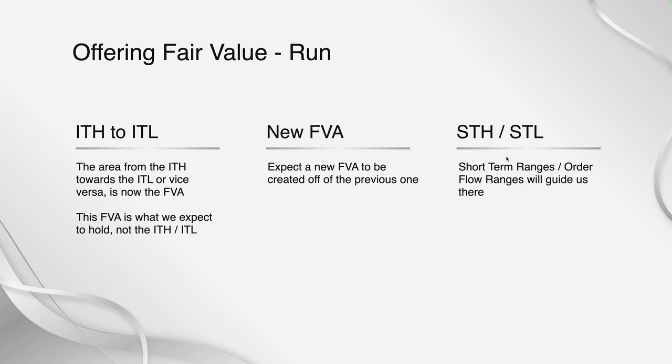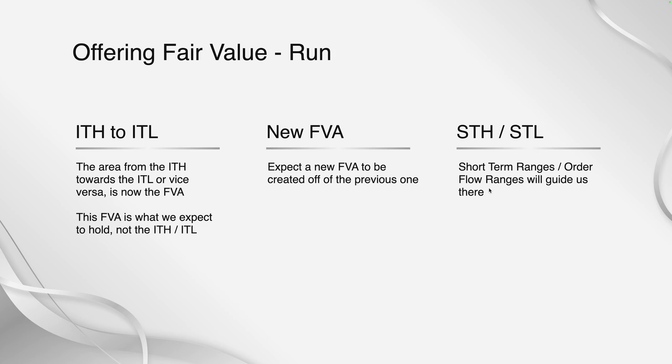Short-term ranges: a short-term high with a fair value gap in it is a short-term range. That is also known, as we've already gone over, as an order flow range. So a short-term range and an order flow range are the exact same thing. Same for short-term low. If it creates a fair value gap higher, that is a short-term range and also an order flow range. So you can refer to it however you want. It's the exact same thing. Those short-term ranges and order flow ranges will guide us there.